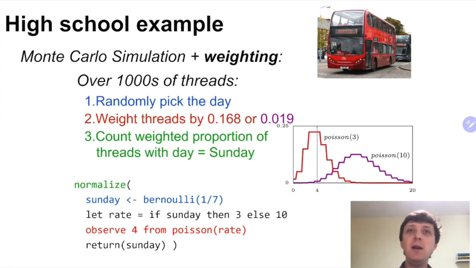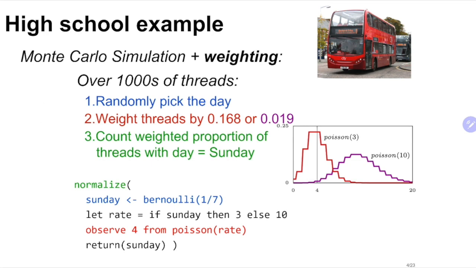So if it's a Sunday, we're going to weight the thread by the likelihood of the observation, which is 0.168. And if it's not a Sunday, we're going to weight the thread by the likelihood of the observation that there were 4 buses, which is 0.019. And now rather than counting the number of rejected or non-rejected threads, we're going to count the weighted proportion of threads where the day is Sunday. We don't throw anything away.